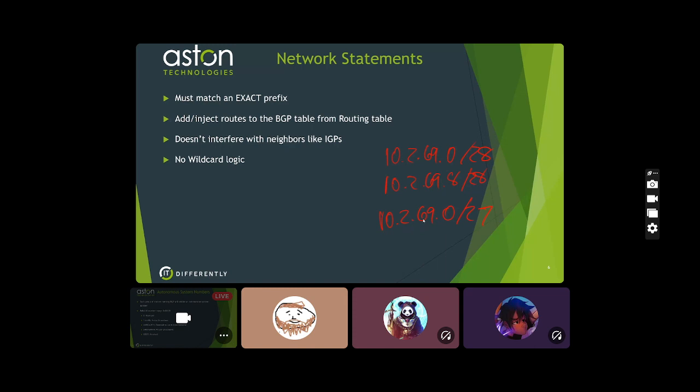Okay, so network statements do not create neighbor relationships. That's where BGP differs a little bit from our other interior gateway protocols. The only purpose for a network statement is to add a route to the BGP table from the routing table. And they don't use wildcard logic. Much simpler. That's a plus. That's how it should be.